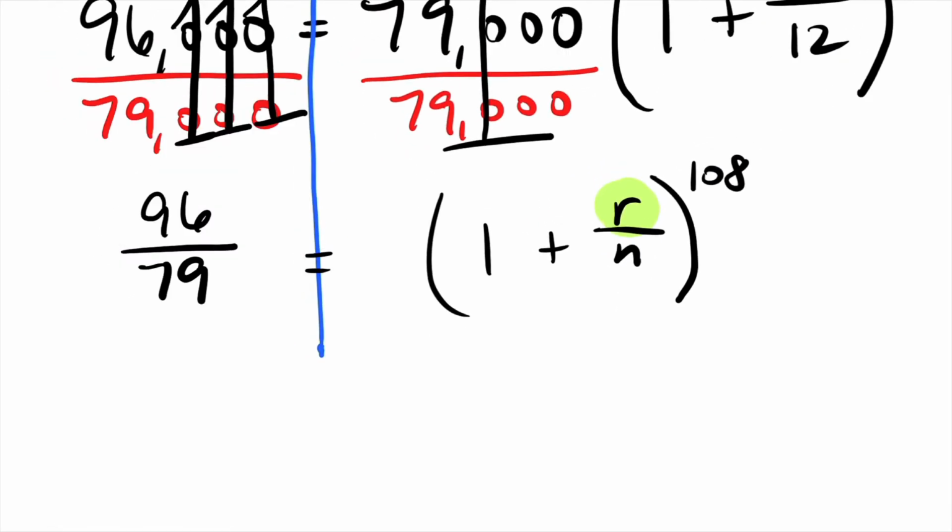What do I do now? Because I want to get r by itself, right? I want to get rid of the parentheses. If I got rid of the parentheses, then I could solve for r. So what's one step that I could do that would get rid of the parentheses?